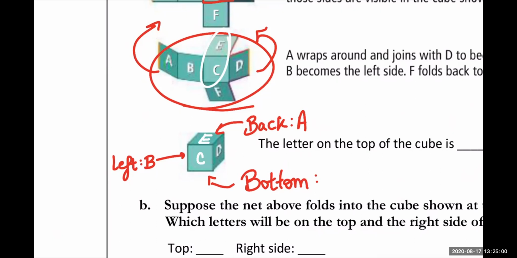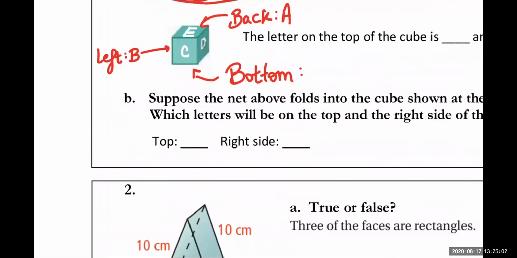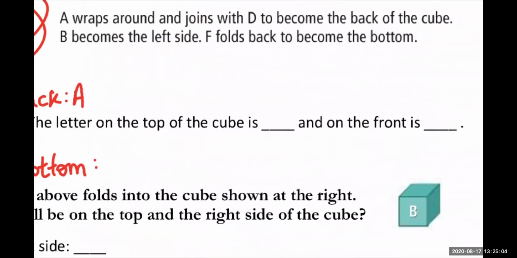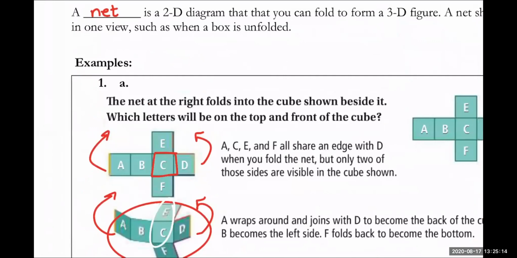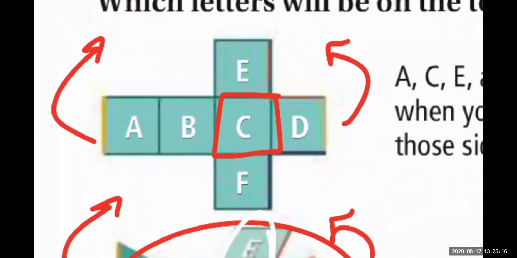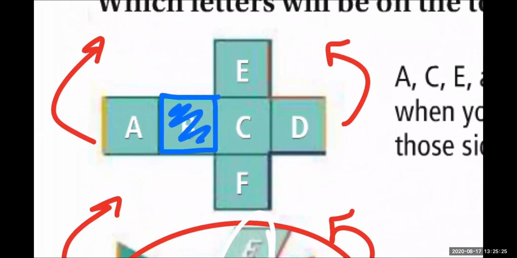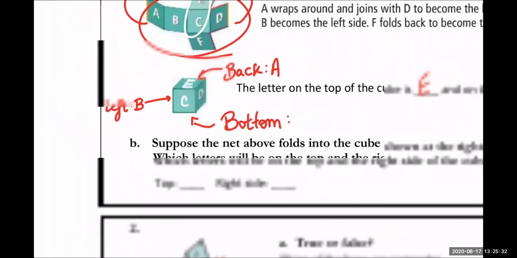So the letter on the top is E and on the front is C. Okay, suppose the net above folds into the cube shown at the right. So I'm going to go back to this picture, and this time we're going to think about B being fixed, and we're still going to fold away. So we're still folding back and away from B. So B is our front.